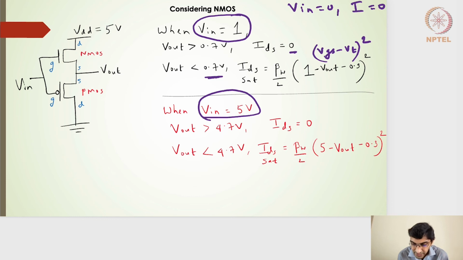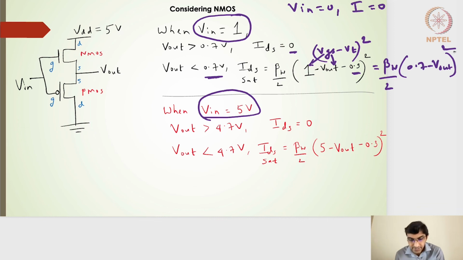Here I have written VGS as the input of 1 volt, and the source side is connected to Vout. So 1 minus Vout is VGS, minus 0.3. I'm assuming this is a 65 nanometer technology node, and VT is 0.3 volts. So I get beta n by 2 times (0.7 minus Vout) the whole square.